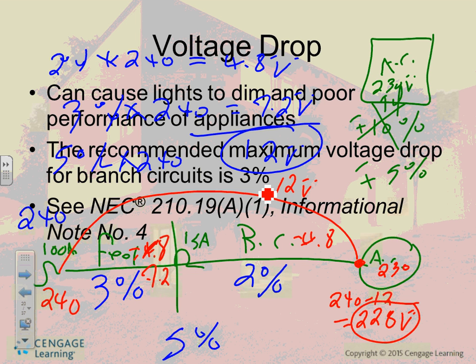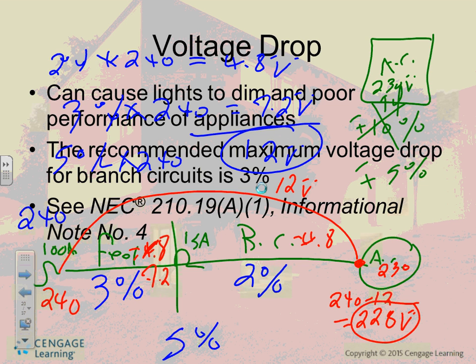And if it starts, it doesn't guarantee to run. And if it runs, it's not guaranteed to run efficiently. You need the equipment to start and run efficiently. That's why we give it its rated voltage, or as close to its rated voltage as we can. Comments, questions, guys, about that?